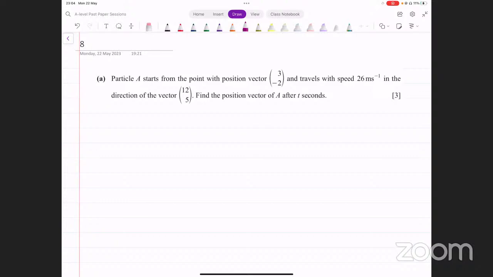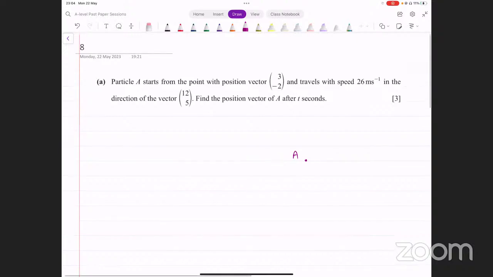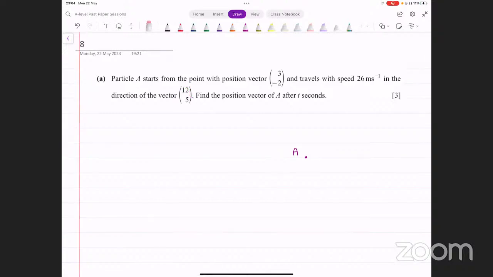So we have a point somewhere that is point A. Iska position vector हमें पता है. That's 3, -2. This is point A, let's say. और फिर उसके बाद क्या हो रहा है? You are going in the direction of this vector 12, 5. Okay, so 12, 5. आपके पास 12 horizontally, 5 vertically. तो इस direction में आप जा रहे हो roughly.